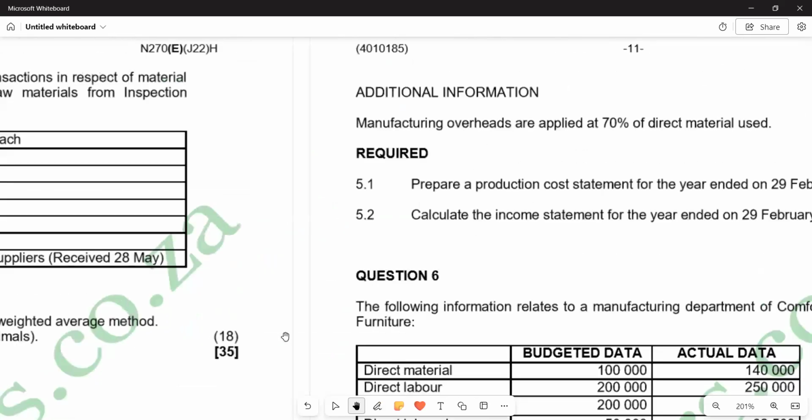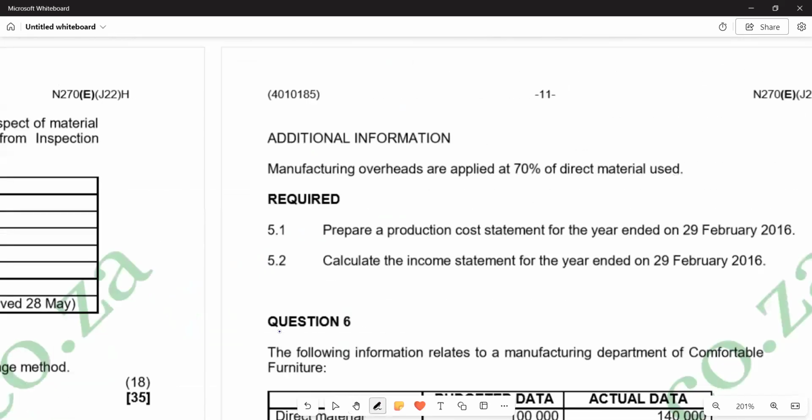We've got only one additional information that reads our manufacturing overheads are applied at 70% of direct material used. Very important. We'll go to the required part: prepare a production cost statement for the year ended 29 February 2016. Then part 2, calculate the income statement for the year ended 29 February 2016. And let's try to see the marks.